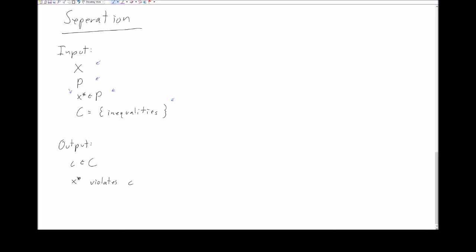The output of the separation problem is some particular constraint inside of our collection so that this constraint is violated by x star. Alternatively, if we don't find some constraint that's violated, then we have some guarantee that this solution x star actually lands inside of our initial feasible points, capital X. In general, though, we're going to assume that our x star isn't a feasible solution for X, but is only a feasible solution for P, our polyhedron.